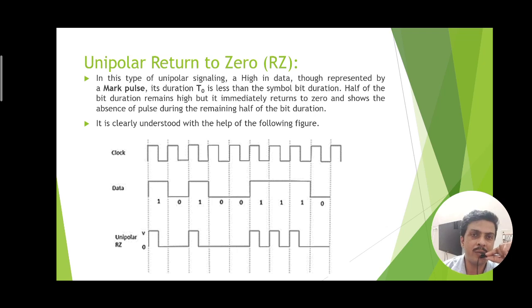Unipolar return to zero signaling is shown here. The difference between non-return to zero and return to zero is within the positive pulse, that means for logic 1, where we already saw a positive pulse is utilized for non-return to zero. The positive pulse for return to zero has a transition at the middle of the bit interval. As there is a transition of the clock at the middle of the bit interval, at the same position there is a transition for unipolar return to zero. But for logic 0 there is no pulse because it is unipolar.